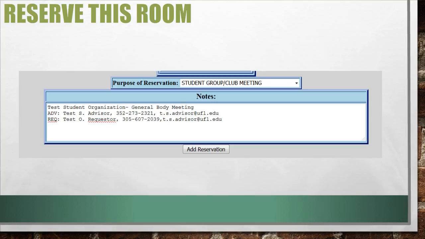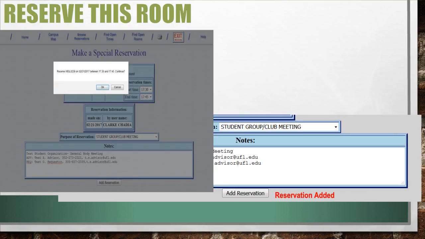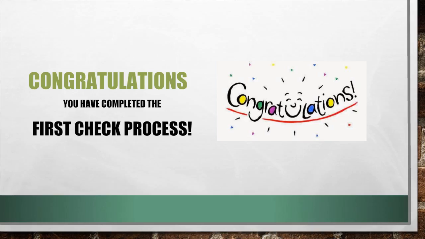Click Add Reservation. A white pop-up box will appear. Check that the information in the pop-up box is correct and matches the room assigned on the request form. Click OK. You should see Reservation Added in red letters appear on the screen. Congrats, you have completed the first check process.